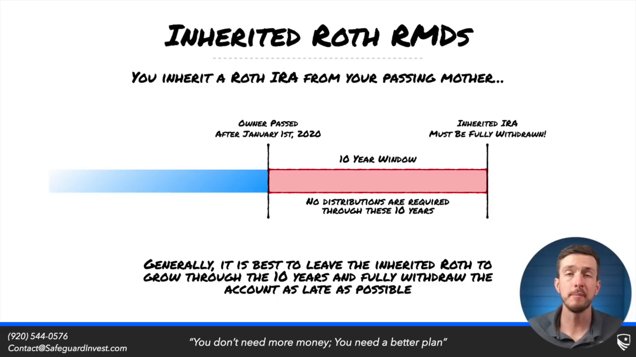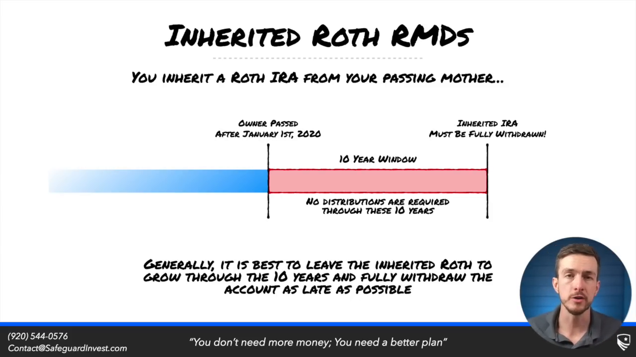Then the final rule that may cause retirees to owe unexpected penalties is one related to inherited Roth IRAs. This is a rule that has changed in recent years, but forces inherited Roth IRAs to have a required minimum distribution. If you inherit a Roth IRA from someone who passed away after January 1st, 2020, that inherited Roth IRA is subject to something called the 10-year rule. For inherited Roths, this rule is quite simple. In the year after the original owner passes, a 10-year countdown begins.